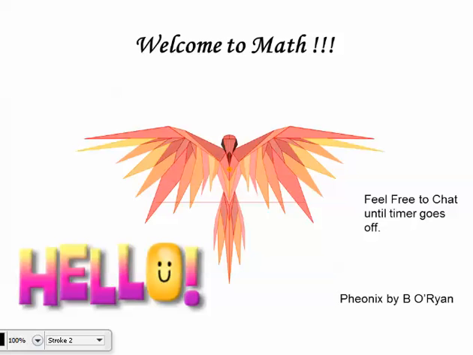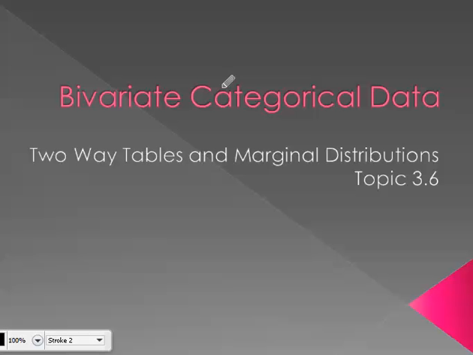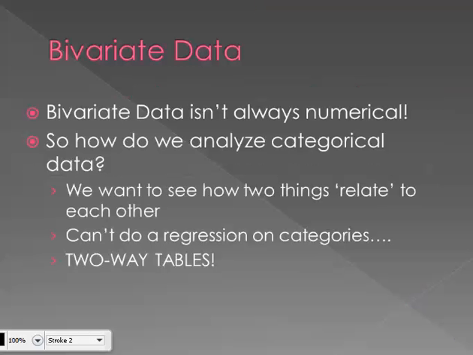Someone brought to my attention the fact that not all data is numerical in nature. Everything that we've been looking at so far has been numerical. What do we do when the data is not numerical? What if it's categorical? What we look at in that situation are called two-way tables and marginal data distributions. That's what we're talking about in this particular topic.